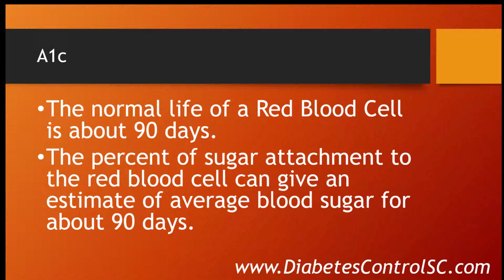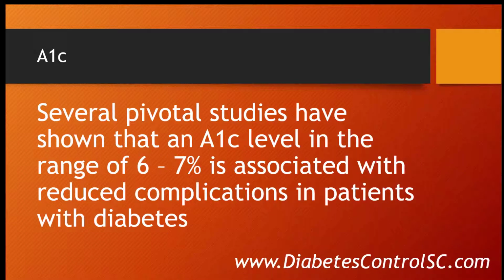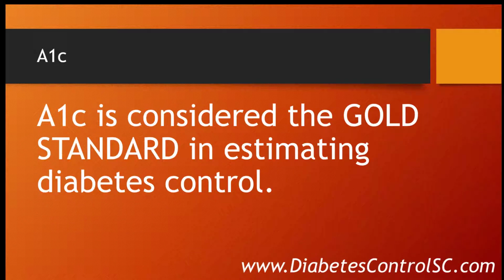The normal lifespan of a red blood cell is about 90 days. The percentage of sugar attachment to the red blood cell can give an estimate of the average blood sugar for that 90 days. Several pivotal studies have shown that A1c levels in the range of 6 to 7% is associated with reduced complications in patients with diabetes. Therefore, A1c is considered the gold standard in estimating diabetes control.